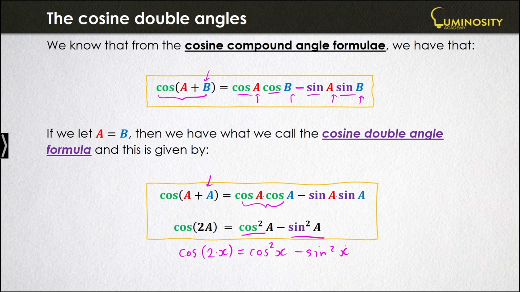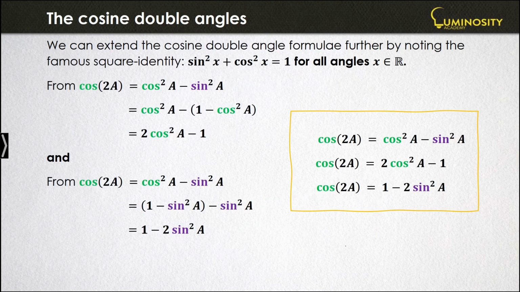But we have two additional identities that we can attach to the cosine double angles that might make life a bit easier depending on the context of the trigonometric question that we're posed with. So we can extend the cosine double angle formula as follows by noting the famous square identity: sine squared x plus cos squared x equals 1 for all angles x. Now, we derived that cos of 2 times A is cos squared A minus sine squared A. But I can replace sine squared A with 1 minus cos squared A, thanks to this identity here.